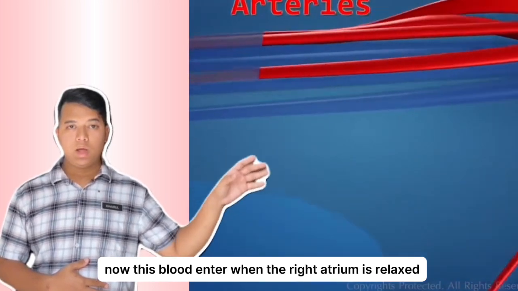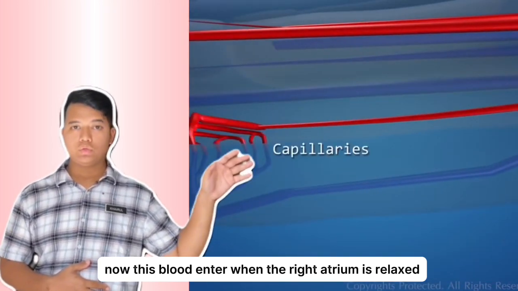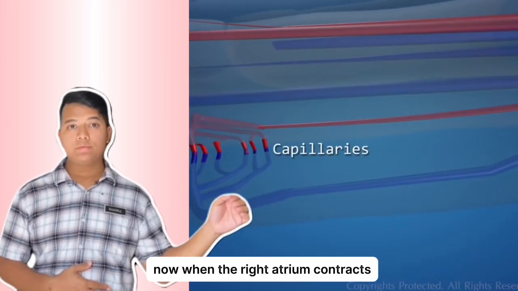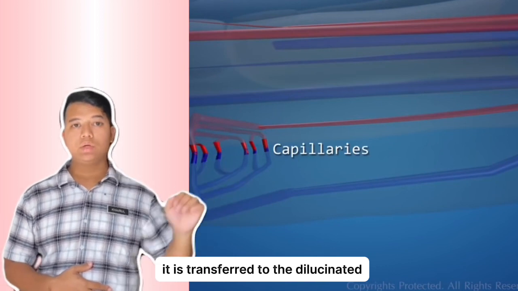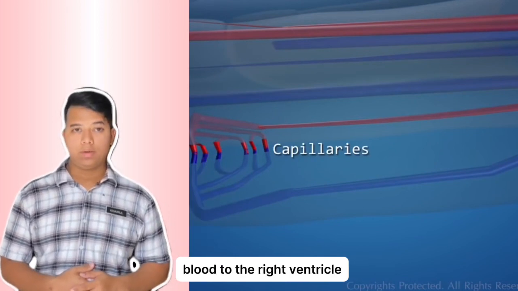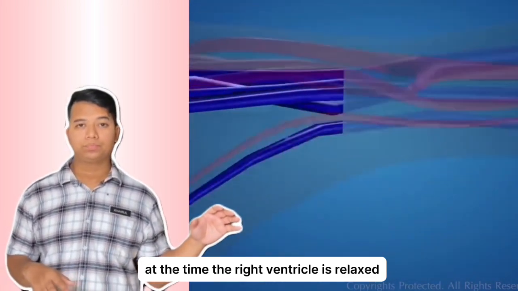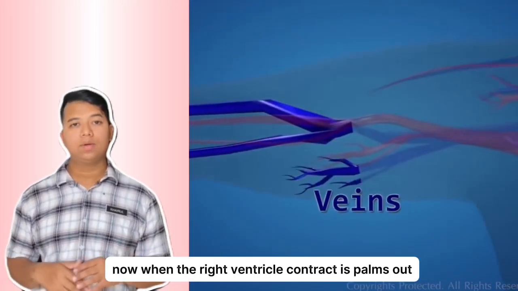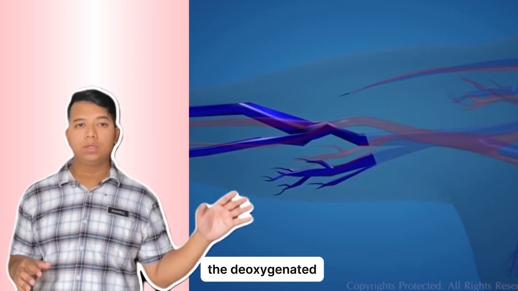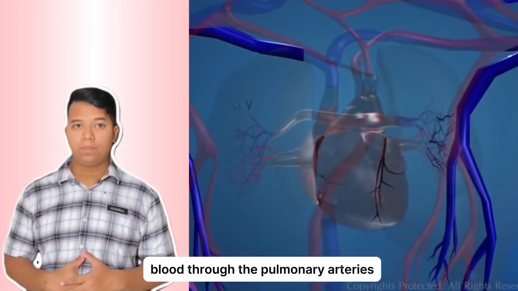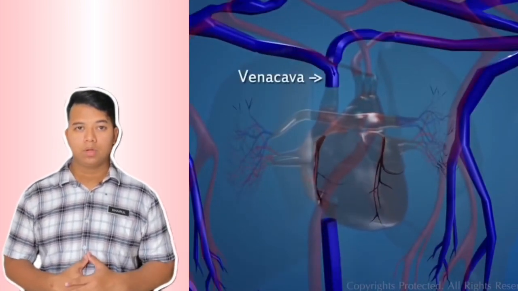Now this blood enters when the right atrium is relaxed. Now when the right atrium contracts, the deoxygenated blood is transferred to the right ventricle, at which time the right ventricle is relaxed. Now when the right ventricle contracts, it pumps out the deoxygenated blood through the pulmonary arteries to the lungs.